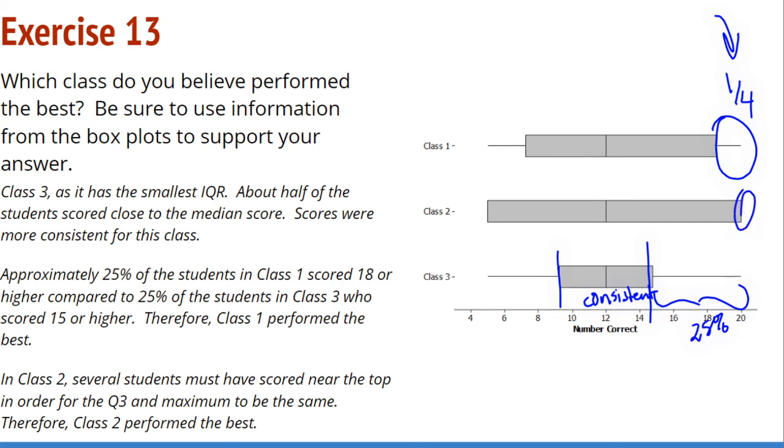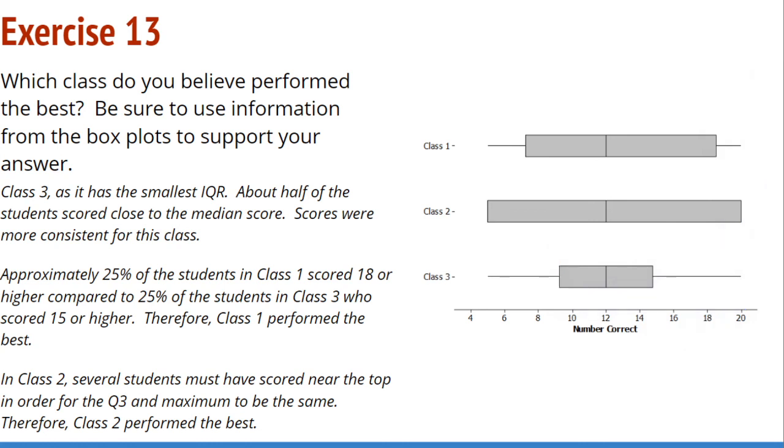In class 2, we must have had several students who scored near the top in order for quartile 3 and the maximum to be the same. So I could look and say, well, I had even more kids in class 2 that scored high. So depending upon how you want to measure it, you can answer the question, which class scored the best?